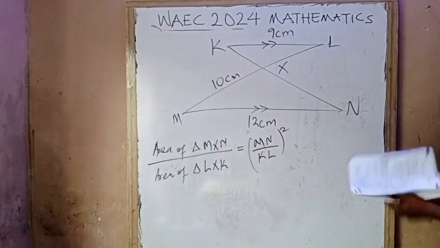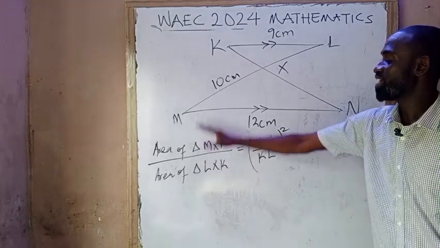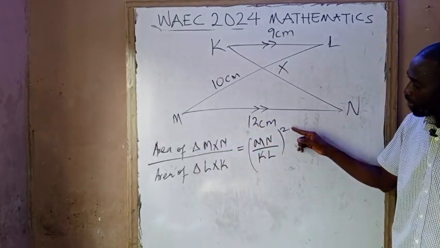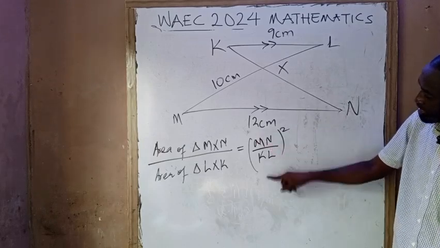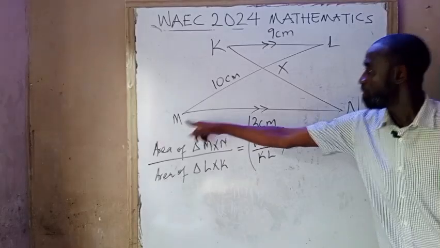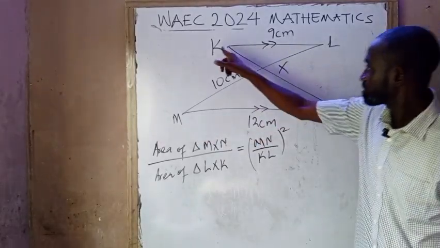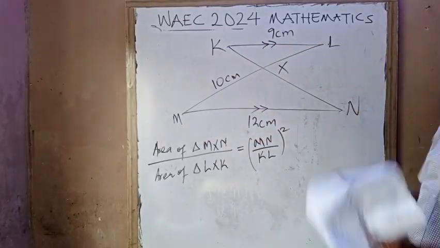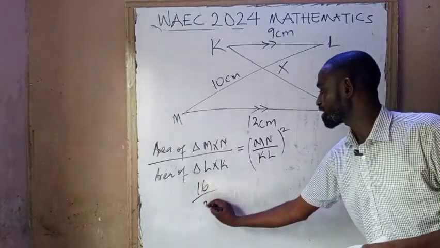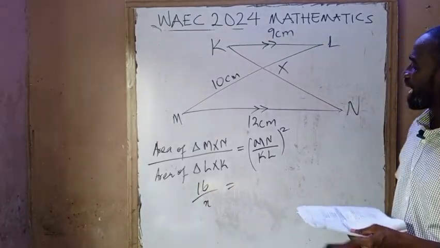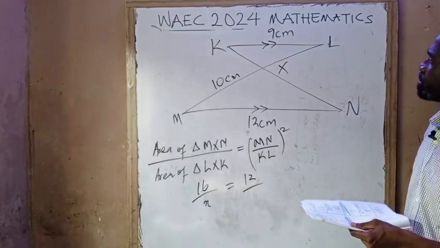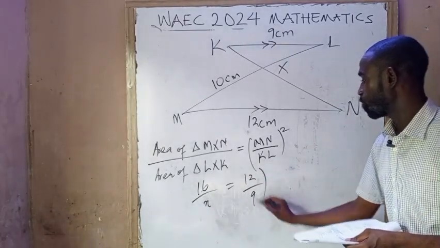So that is the formula. The ratio of the areas of the similar triangles will be equal to the square of the ratio of the corresponding lengths or sides. So MN is parallel to KL. So this one is given as 16 over, we don't know this one, let us assume it is x. Then MN is 12 over KL, which is 9, all squared.